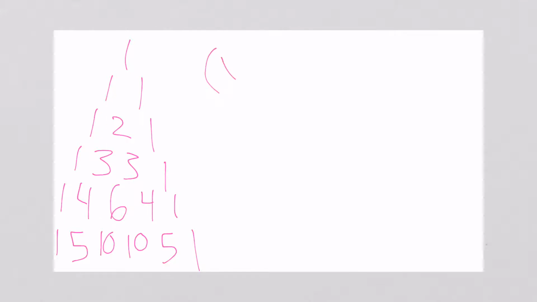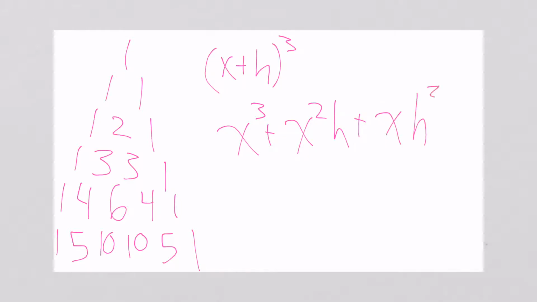So if I want to do x plus h cubed, well, that's going to give me an x cubed plus an x squared h plus an x h squared plus an h cubed. So notice our x's are decreasing in their multiplicity as we move from the left to the right, and our h's are increasing in their multiplicity as we move from the left to the right. But in each instance, our powers always add to 3.